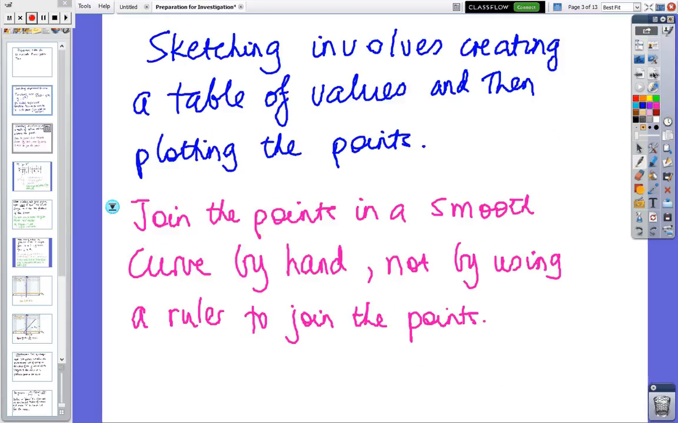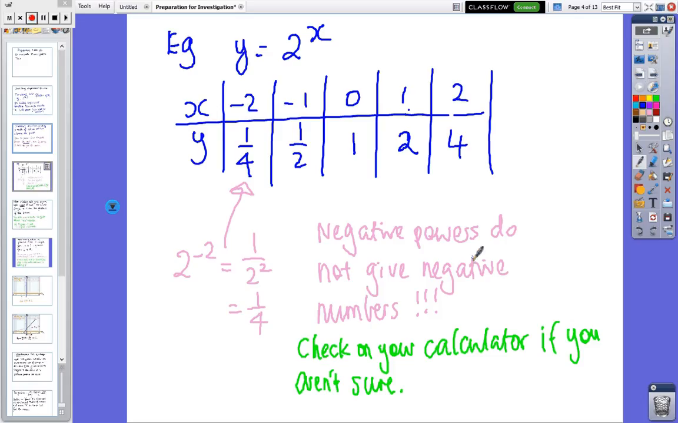Okay. So sketching involves creating a table of values and then plotting the points. Then we join the points in a smooth curve using hand, and we don't use a ruler to join the points up unless it's a straight line, which it's not going to be. Okay, so let's look at an example of y equals 2 to the x. So I get a table of values, a few values, minus 2, minus 1, 0, 1, 2. I've made these values up.